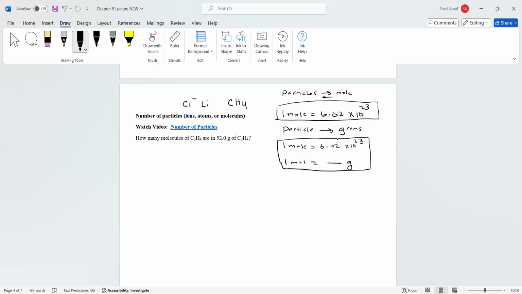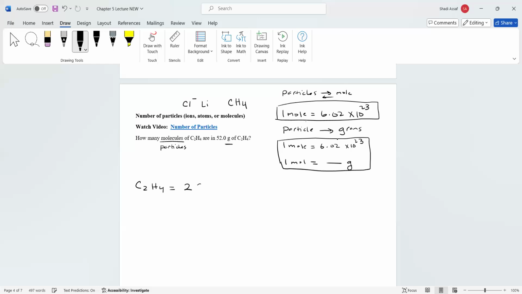So let's focus on this problem. It says, how many molecules, so obviously this is particles, of C2H4 are in 52 grams of C2H4. Since we have grams here, we know we need two conversion factors. We need Avogadro's number, and then we need moles to grams. So let's start by calculating the molar mass. Remember what I told you: if you see a problem that has grams in it, you have to calculate the molar mass. So we have C2H4.